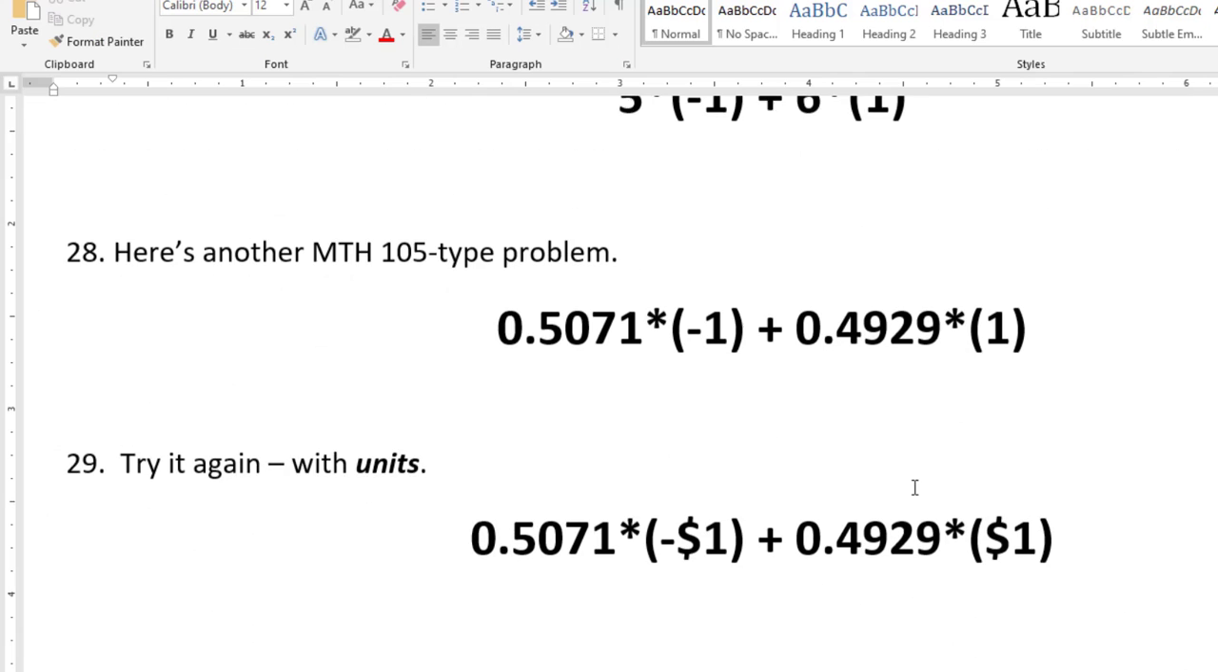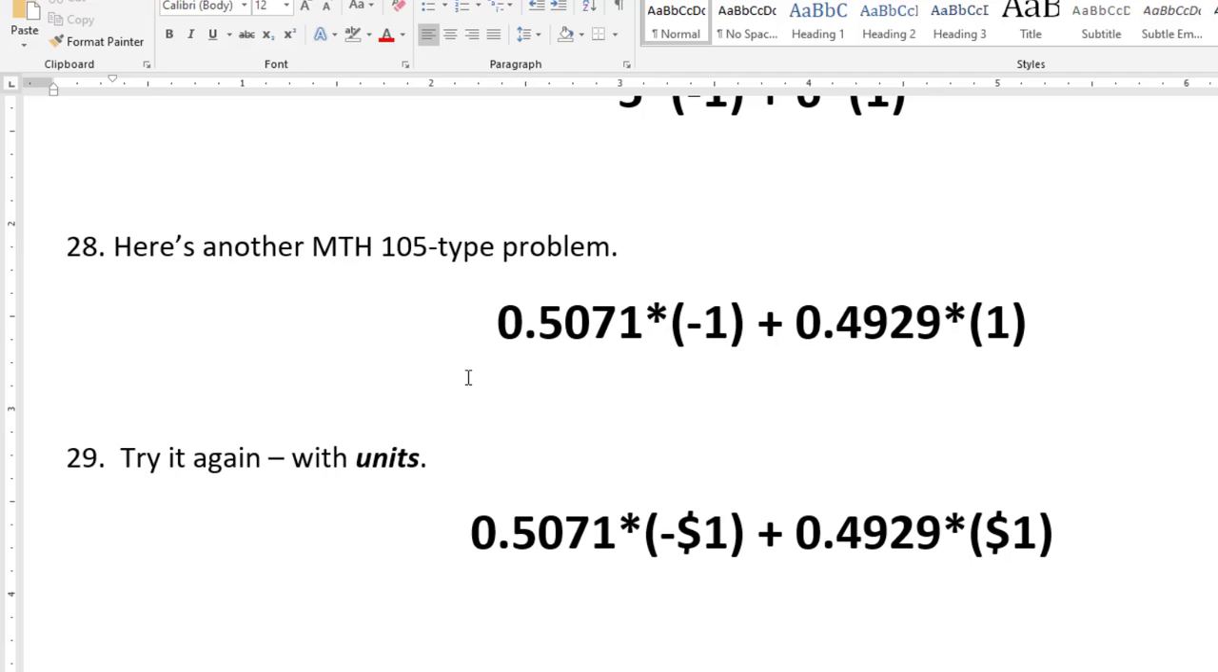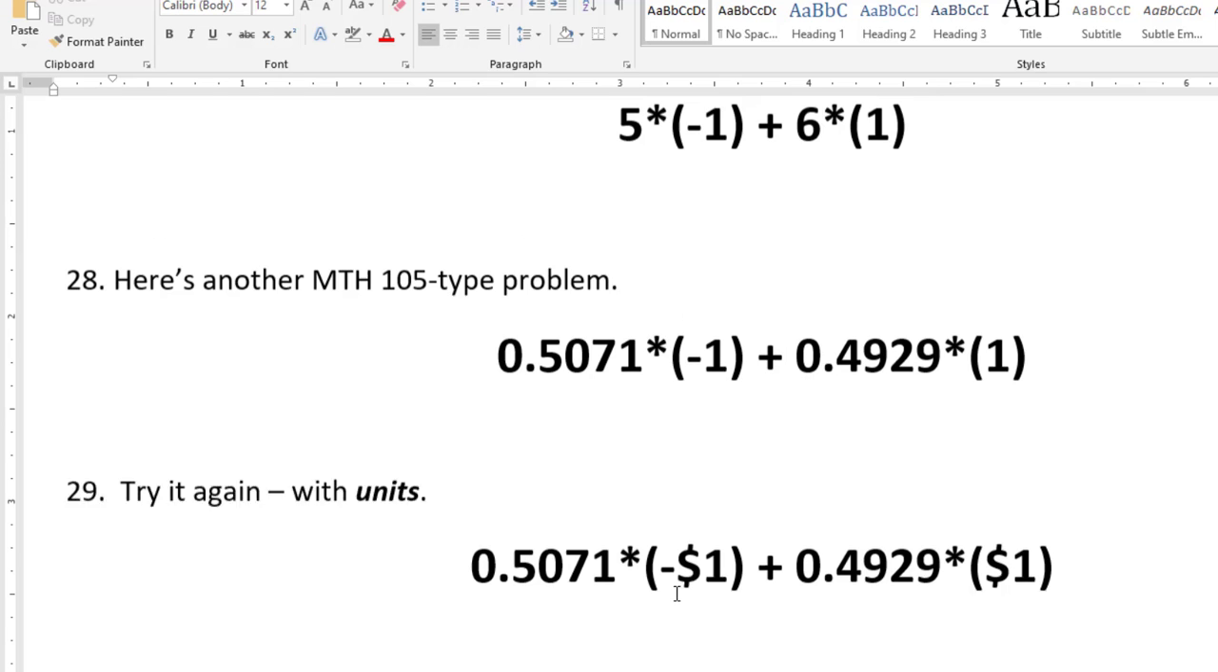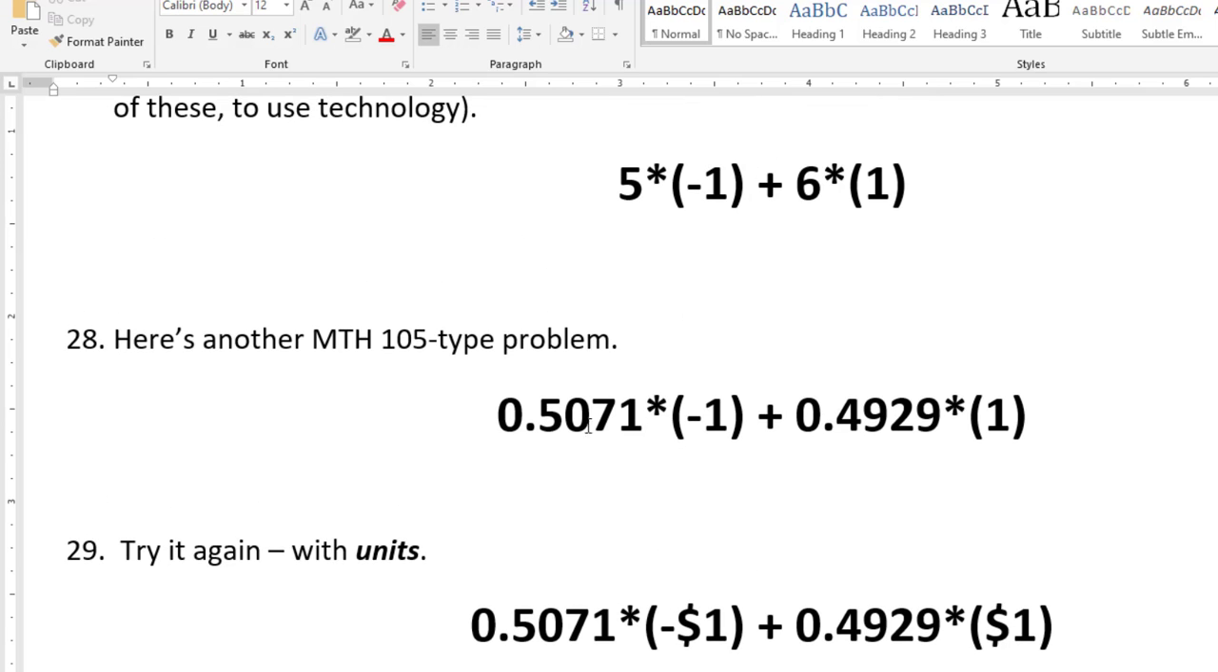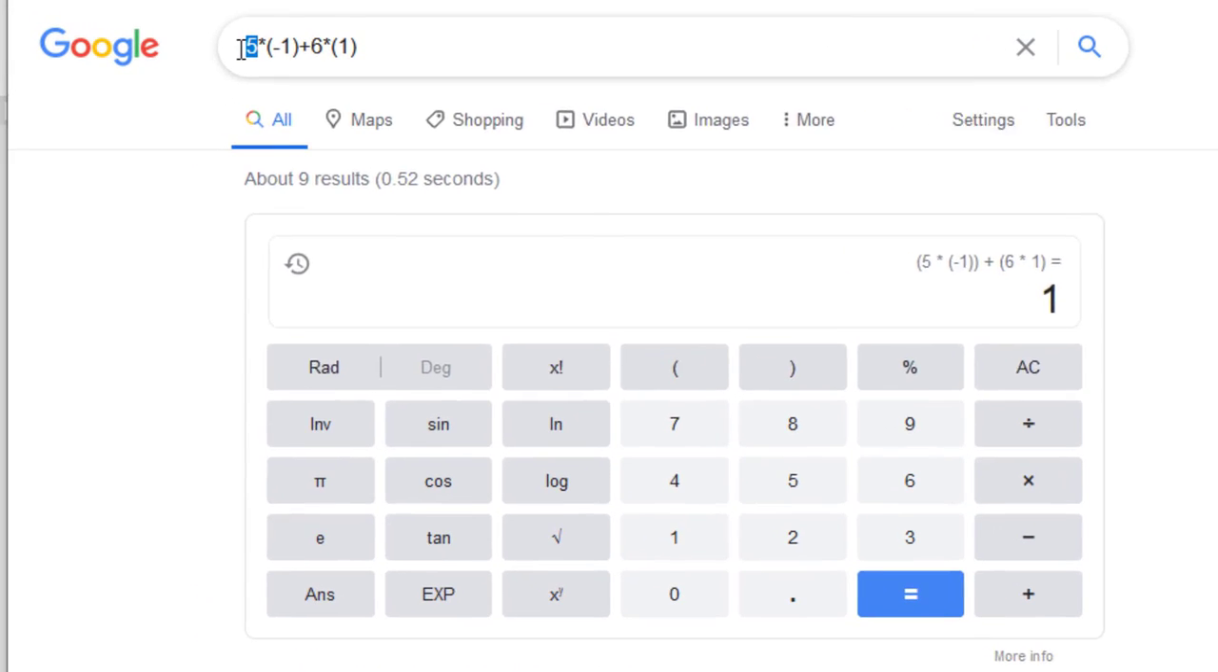All right, so this one down here, another Math 105 type problem. 0.5071 times -1 plus 0.4929 times +1. It looks similar to this one up here, except I've put some decimals out front. And believe it or not, this has to do with the game of craps. So we're going to go right back here because Google doesn't care about that.